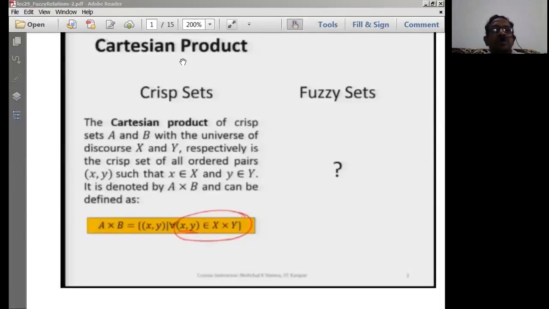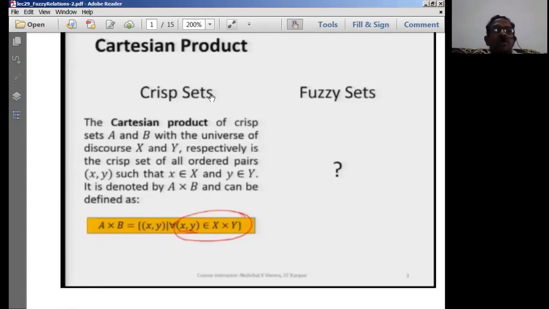In the previous session, we dealt with the Cartesian product for crisp sets, where we have written the cross product of A and B is equal to the ordered pairs of elements of A with elements of B, for all x comma y belonging to capital X cross Y. So this is the relationship which we found out for crisp sets. Now we should go for the same Cartesian product for fuzzy sets.